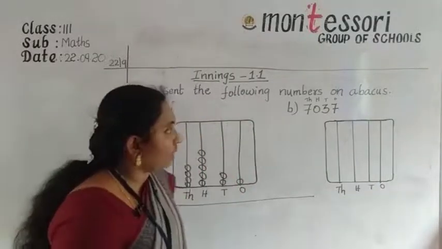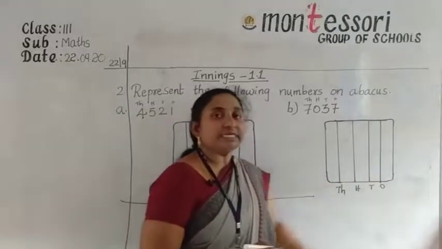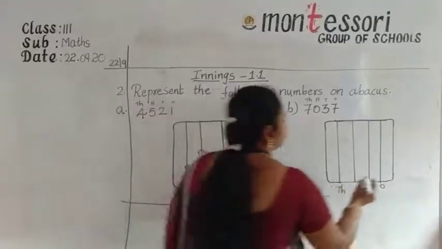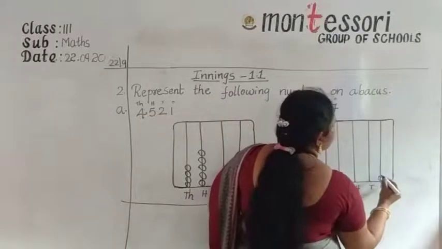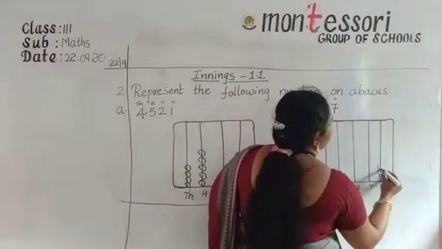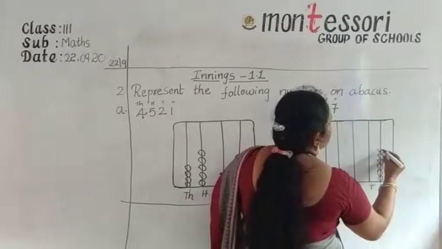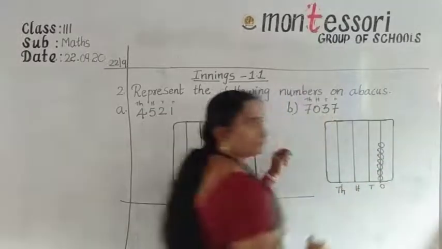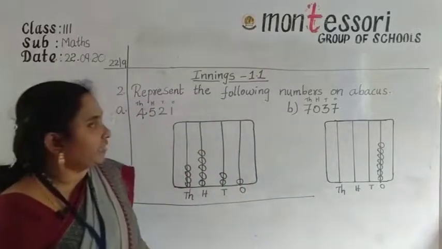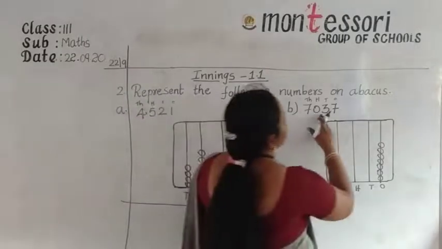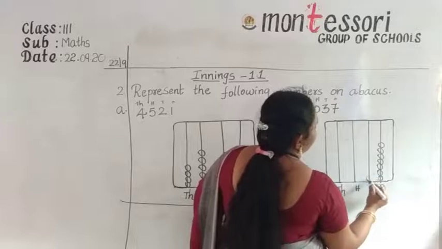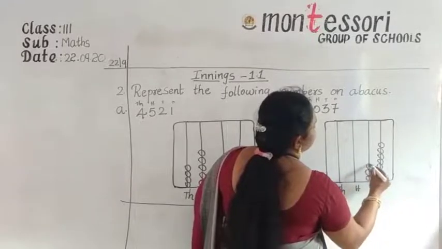So now in ones place, what is the number here? 7. So now here I draw 7 beads. 1, 2, 3, 4, 5, 6, 7. Understood? Next, in tens place, what is the number here? 3. So now here I draw the 3 beads.